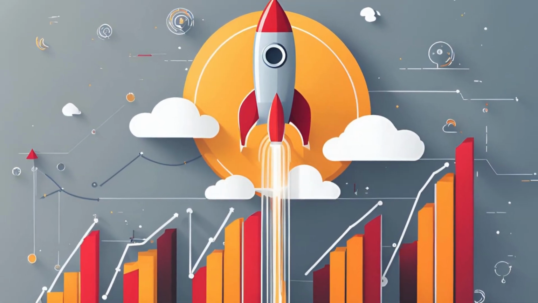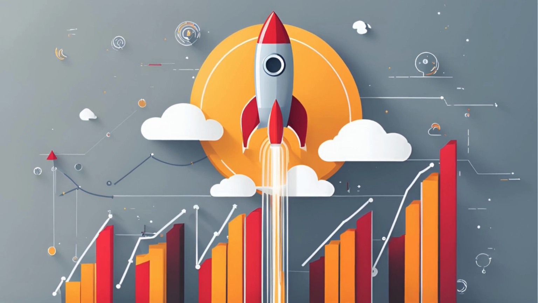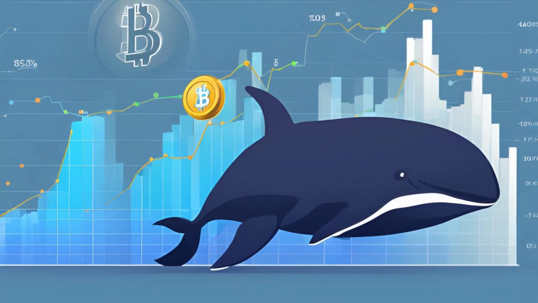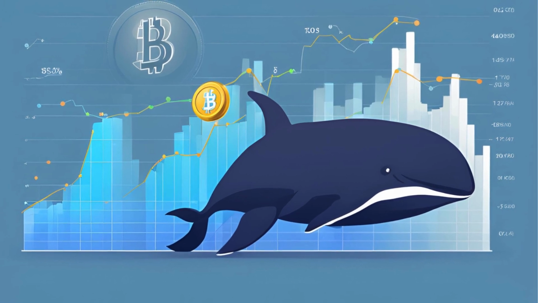Bull run. Pump phase. In this phase, prices skyrocket as demand increases, driven by positive news, institutional investments, and retail FOMO, fear of missing out. This is when new investors start entering the market, pushing prices even higher. Distribution phase. This phase occurs when large investors, whales, and institutions start taking profits. Prices might still rise slightly, but momentum slows down. It's a critical period where experienced traders start exiting to secure their gains.